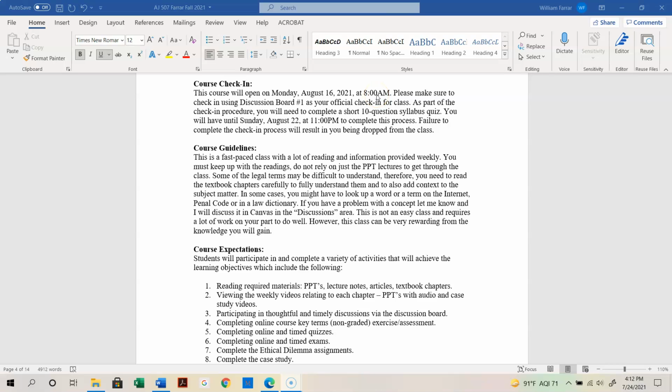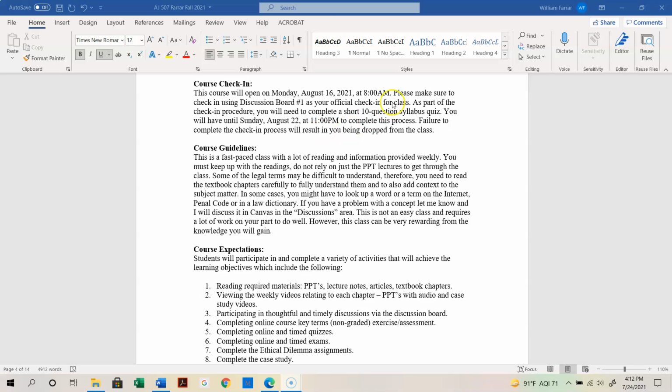During that time, after it opens, make sure that you check in to this class using the discussion board as your official check-in, and as part of the procedure, you need to do a really short syllabus quiz. So there's 2 parts. You will have until Sunday, August 22nd to complete this process, to go through that introduction module. I'll show you again when we get to the end of this lecture. I'll take you in the course Canvas and show you exactly what that looks like.